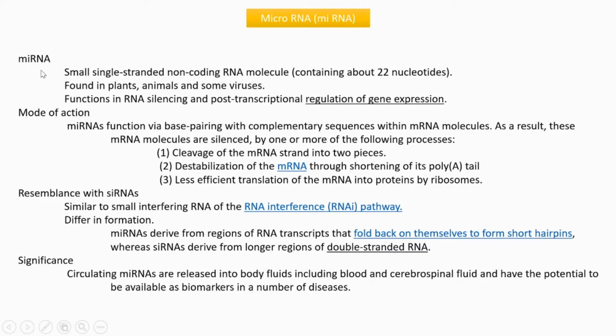What is miRNA? miRNA are small, single-stranded, non-coding RNA molecules consisting of 22 nucleotides. It is found in plants, it is present in animals and also in some viruses.